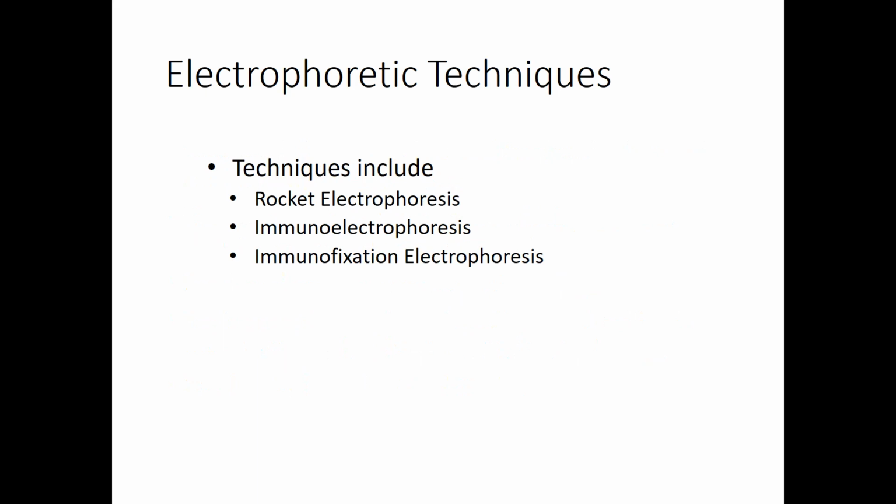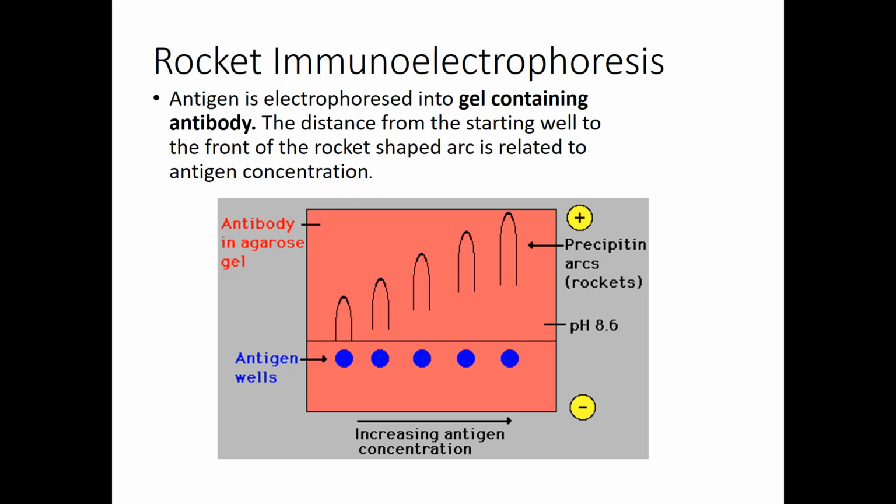There are a couple of different electrophoretic techniques that we're going to look at: rocket electrophoresis, immunoelectrophoresis, and then immunofixation electrophoresis. First, let's look at rocket immunoelectrophoresis. In this case, again, we have an agarose gel. So we have a gel in a plate, and we've added what to it? Antibody. We've added a known antibody to our gel. That's what we're looking to see if the patient has.